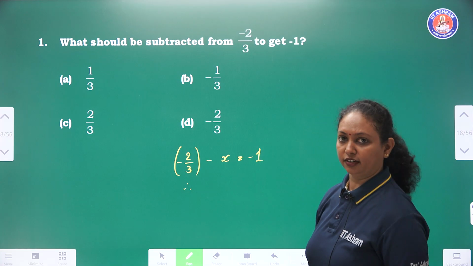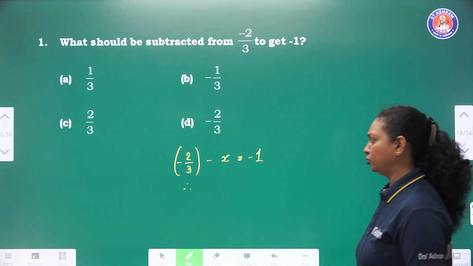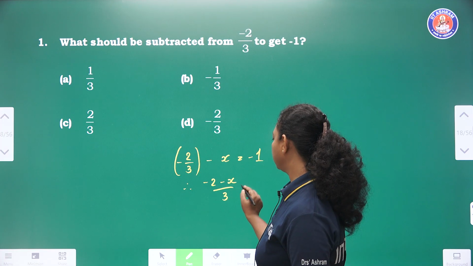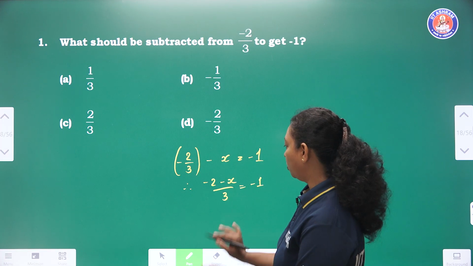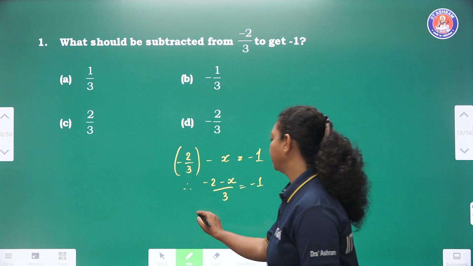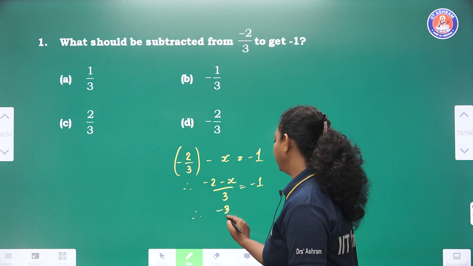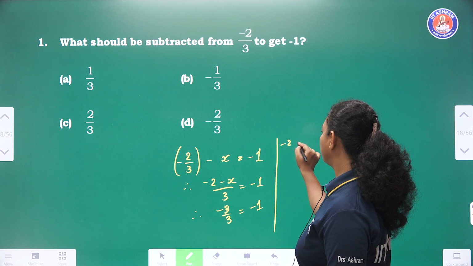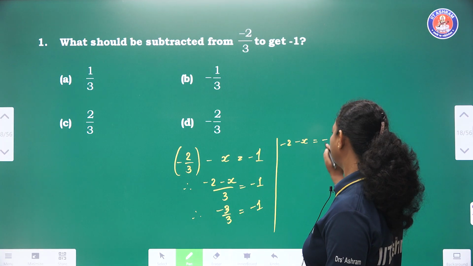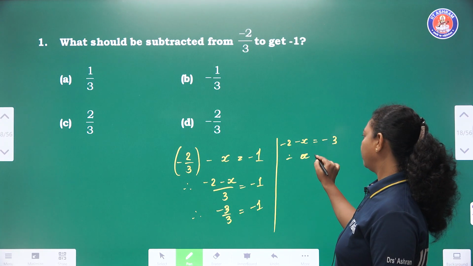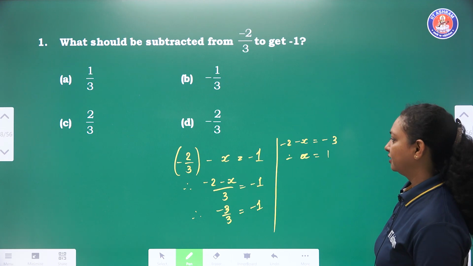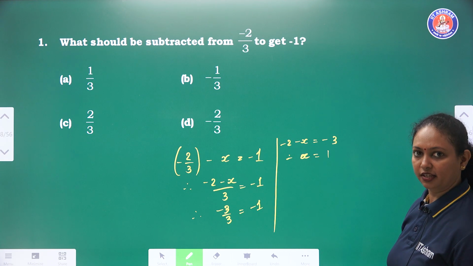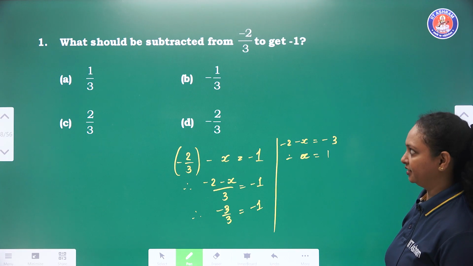Therefore, we are going to find the value of x. We know that minus 2 minus x upon 3 is equal to minus 1. So, it is only possible when minus 3 by 3 is equal to minus 1. It means that minus 2 minus x is equal to minus 3. Therefore, x is equal to 1. Right? So, what is your answer? Is it 1 or something else? It is 1 only.